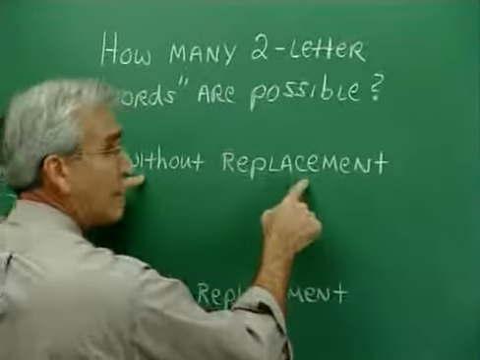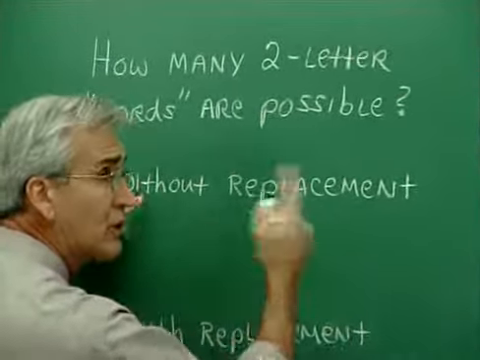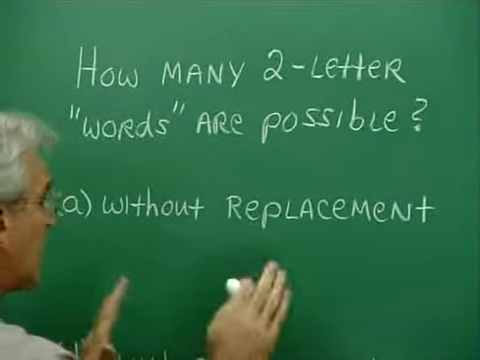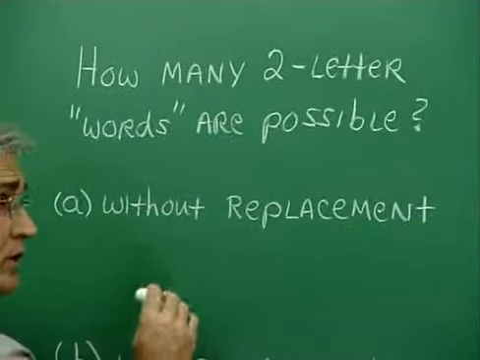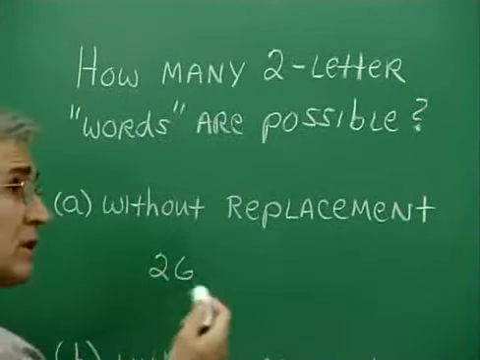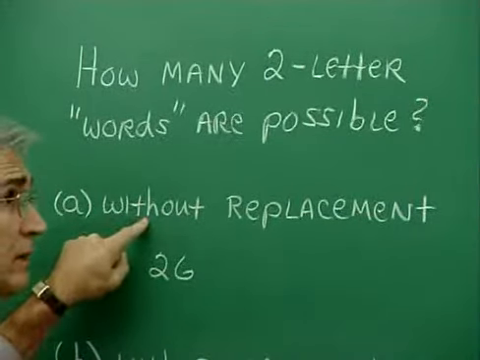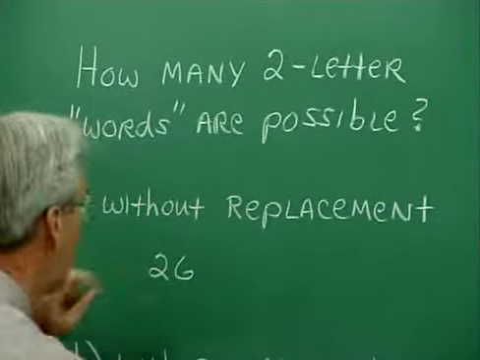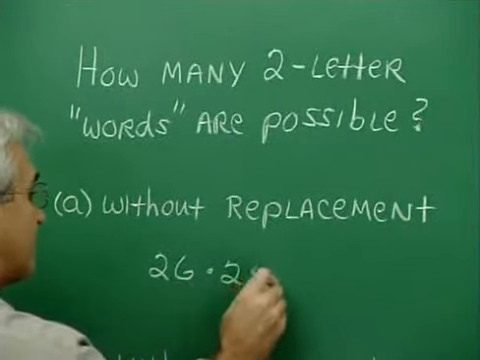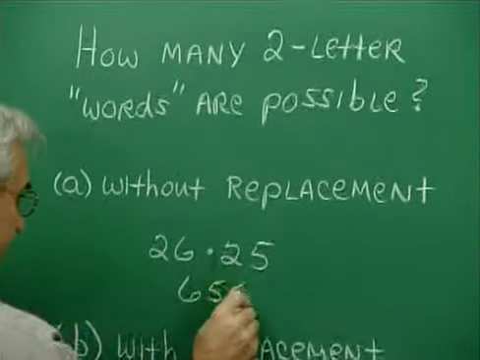Without replacement, that is, without including the first letter in our choices for the second one, it would look like this. Now remember, we're just multiplying the choices here. The number of choices for the first letter would be 26. The number of choices for the second letter, if we're talking about without replacement, without replacing that first letter back into the mix, is 25. So 26 times 25 would be 650.